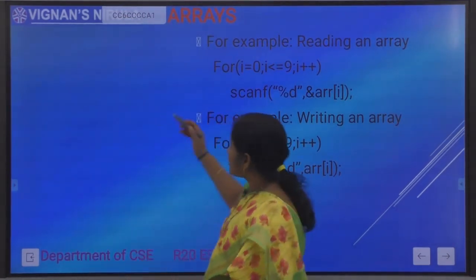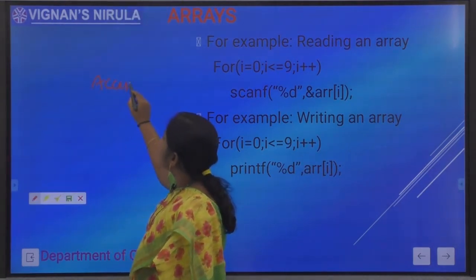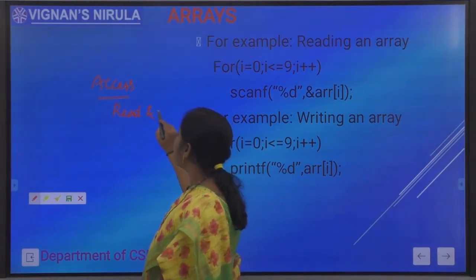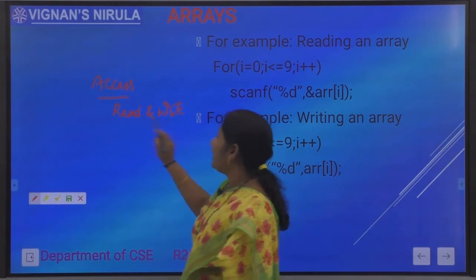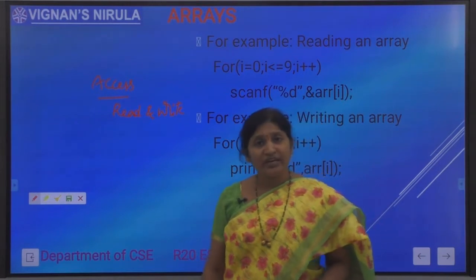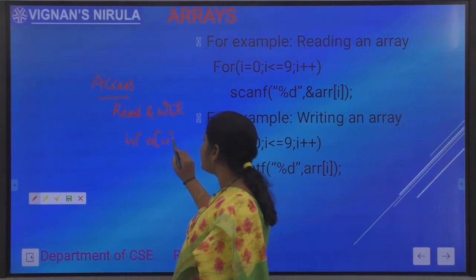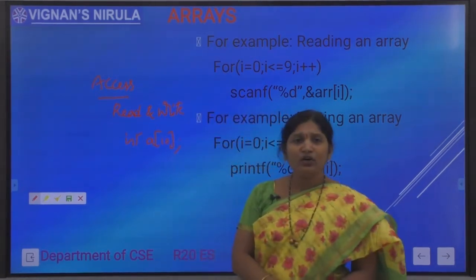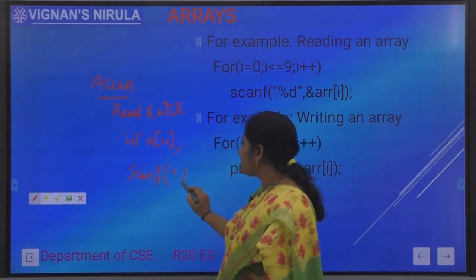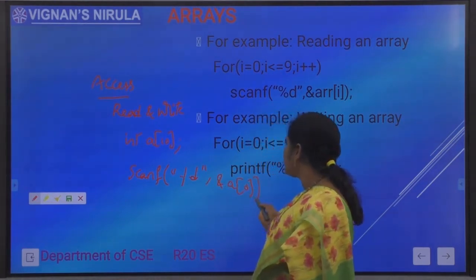In order to access arrays, we need to use a single for loop. Accessing normally means read and write. How can we read the individual elements of an array, and how can we print them? For example, if int a[10] is there, in order to read all these elements, how can I write it? First I must read the first element. What is the first element? scanf("%d", &a[0]).